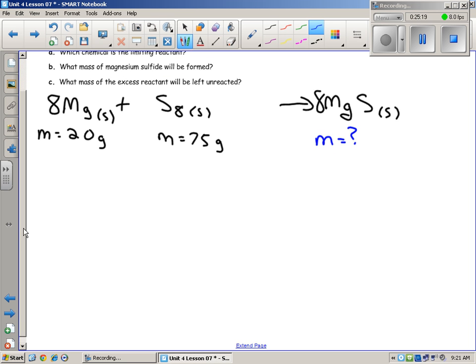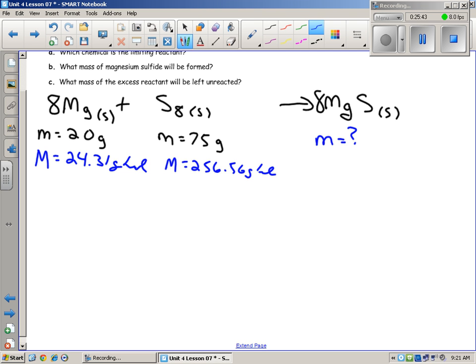We say, okay, well, let's figure out the molar mass, which is 24.31 grams per mole. Remember, not the number out in front. And the molar mass here is 256.56 grams per mole. So, we're going to get the molar mass for both of those, of course. Something that we would have done last day anyway.